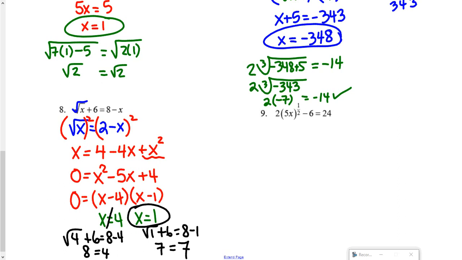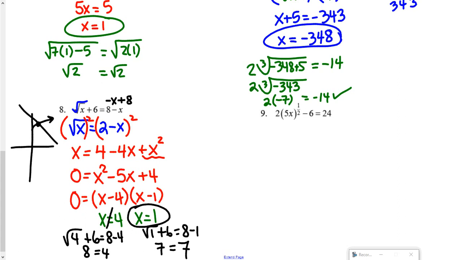If you wanted to do a quick double check of this one graphically, because we did get one that crossed out, I've got a square root that was moved up 6, so that looks like this graphically. I've got a line, if I rewrote that, it would be negative x plus 8. So it's got a y-intercept of 8 and a slope of negative 1. So it's coming like that. They're only going to cross the one time when x equals 1.